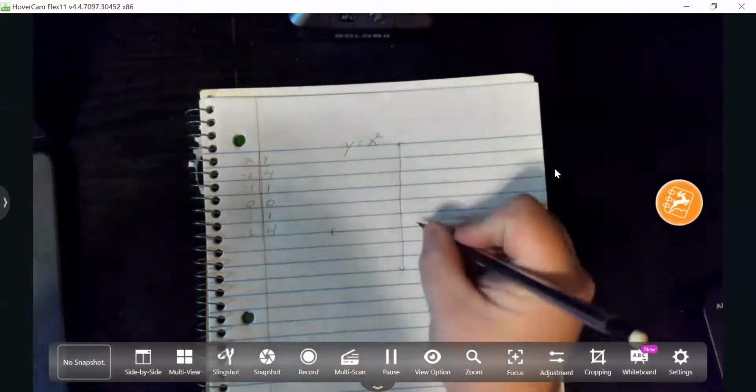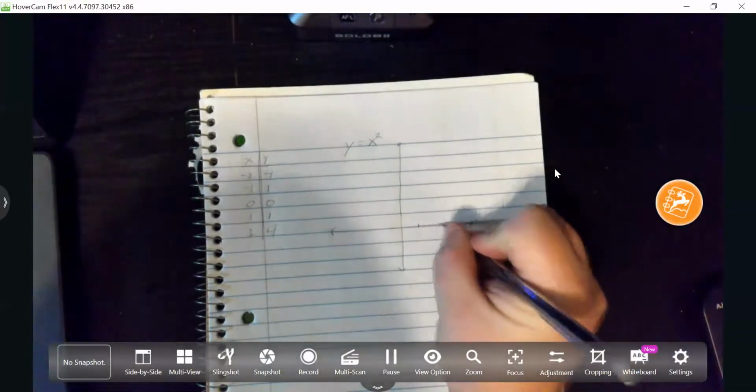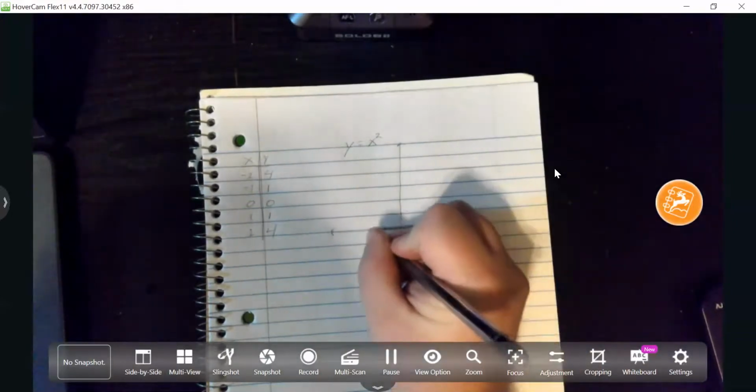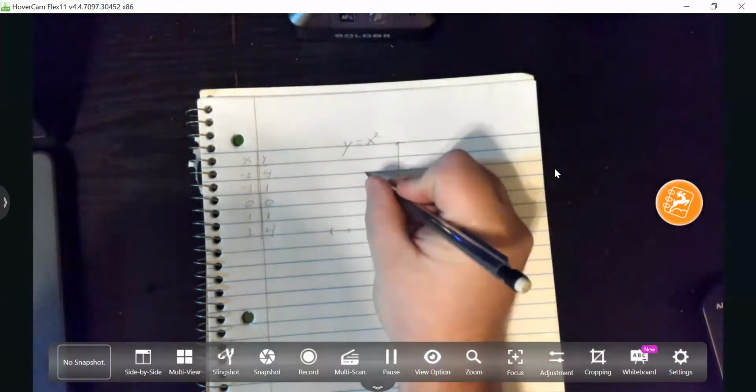So as we go to plot these points, 1, 2, 3, 1, 2, 3, let's see what this graph ends up looking like. So 0, 0, well, that's easy enough. And then we have 1 and 1, -1 and 1. We have 2 and 4, -2 and 4. And we get what almost looks like a V at first, but it's curving.